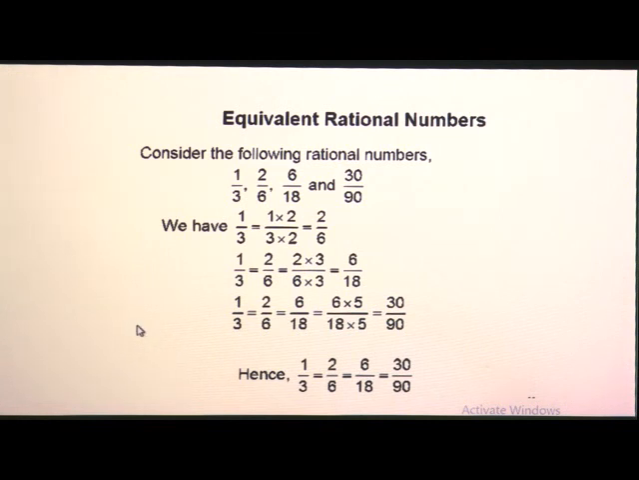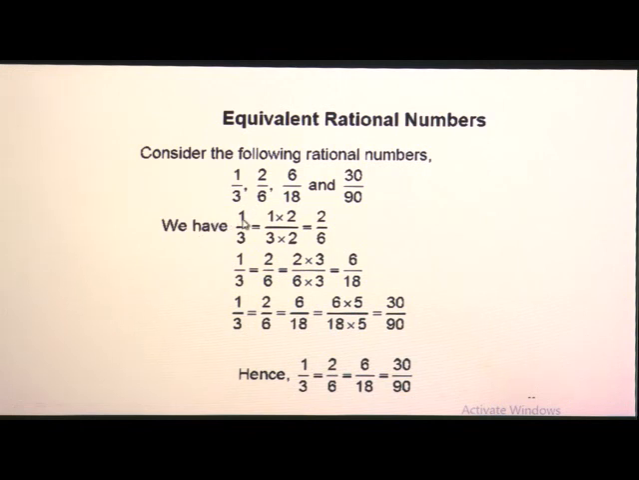Now, what are equivalent rational numbers? The word equivalent you are very familiar with from grade 4. Equivalent means it should be equal by multiplication or by division. Here we will see the first example, that is by multiplication, whether the given rational numbers are equivalent or not. Now, we will consider some rational numbers: 1 upon 3, 2 upon 6, 6 upon 18 and 30 upon 90. These are the rational numbers.